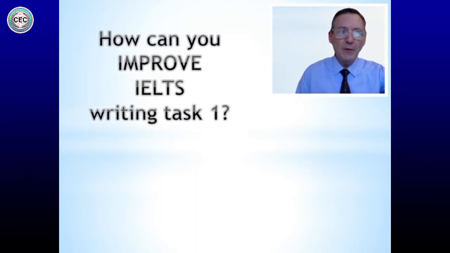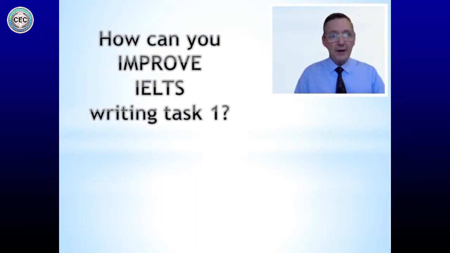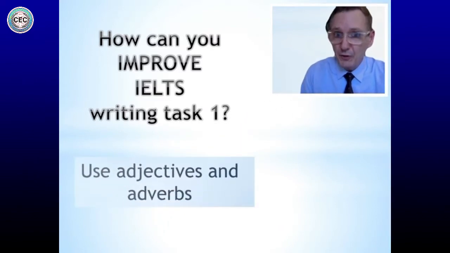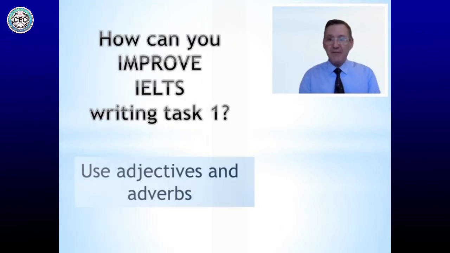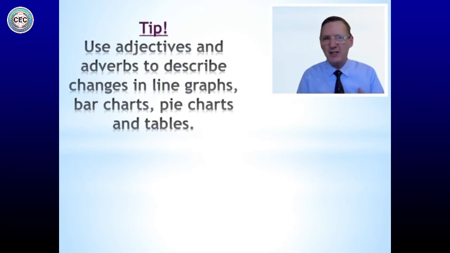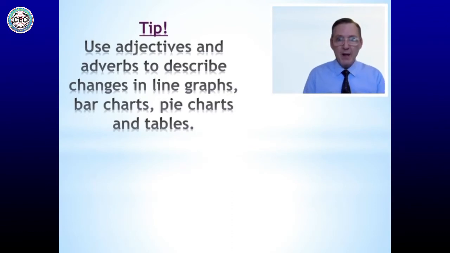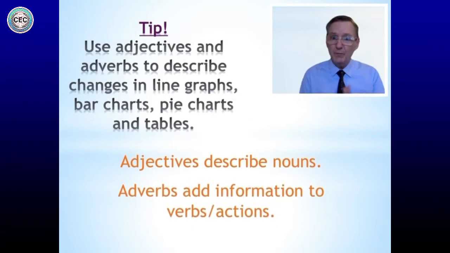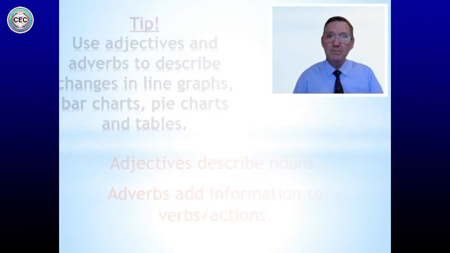Well, specifically, we're going to talk about how you can improve on IELTS writing task 1 using adjectives and adverbs. IELTS will give you a line graph, a pie chart, a bar chart, or a table and ask you to describe it. And the best way to describe these is to use adjectives and adverbs. Let's take a look at the job. What does an adjective do? It describes a noun. And an adverb adds information to the verb.